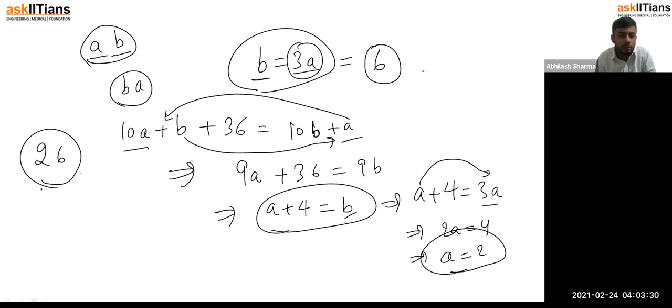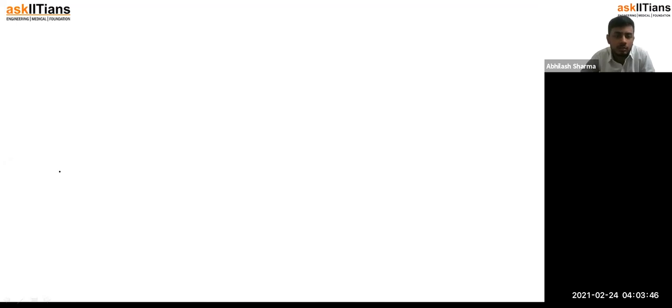And you can check also. Clearly the units digit is thrice of this. And if you add 36 to this, what are you getting? You are getting 62. Okay. So clearly it has reversed. 62 and 26, the digits have reversed. Okay. Now let us take another good example.